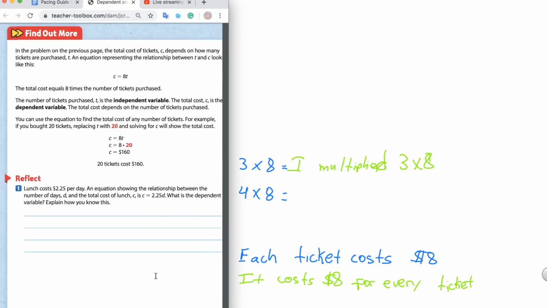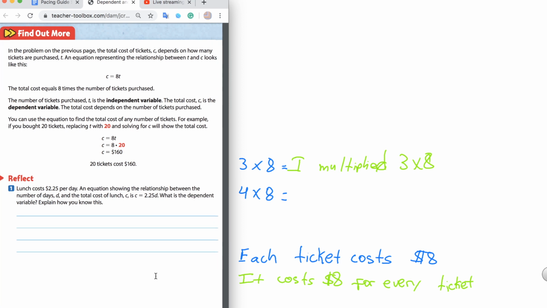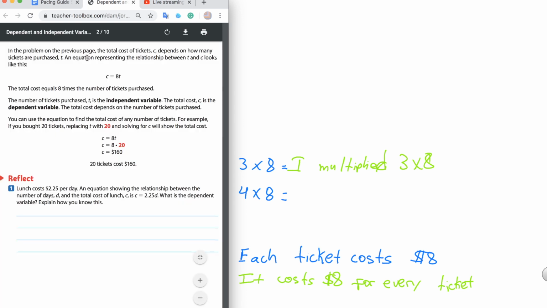Now 213, what they're doing, okay, let's read what they're trying to tell us. They're trying to tell us in the problem on the previous page, the total cost of tickets, which was C, depends on how many tickets are purchased, T. An equation representing the relationship between T and C looks like this. So they're going to make an equation, and that means they're going to use letters. They put letters in there with the numbers, and I'm going to show you what each one means. The letter C, like I said, is the total cost of tickets.